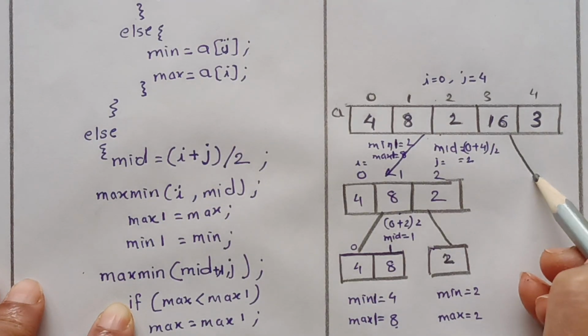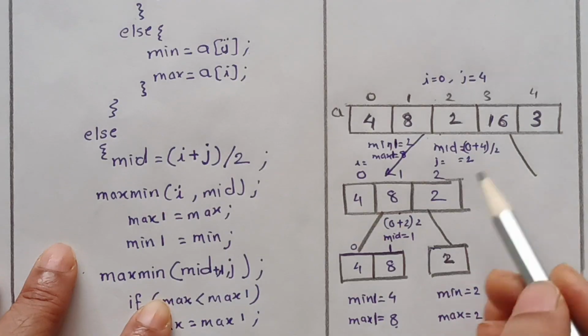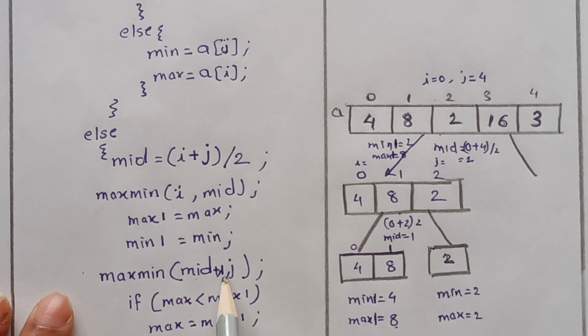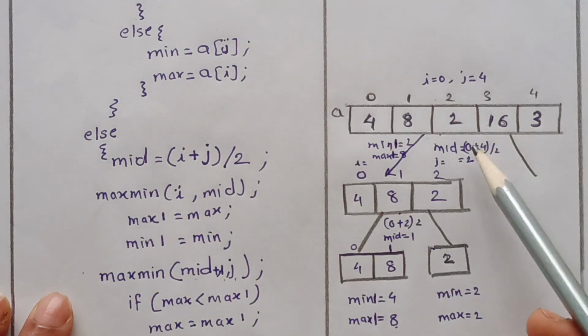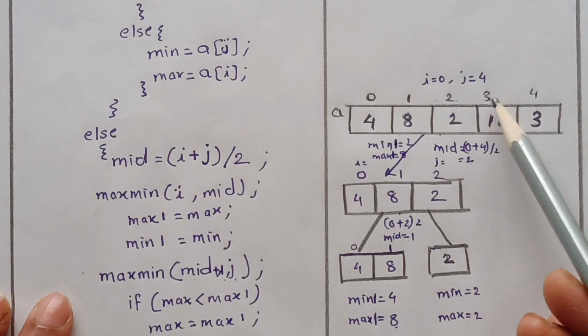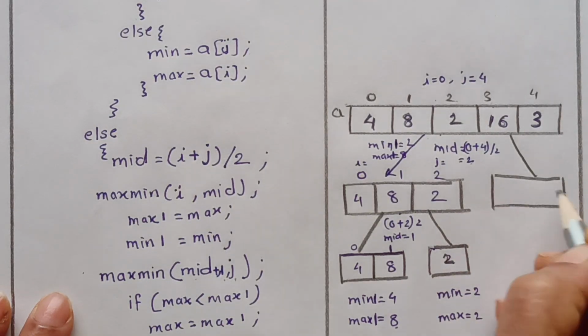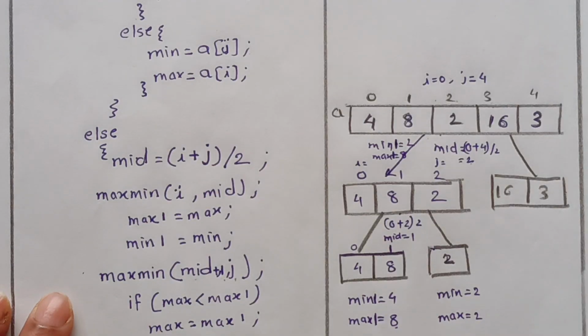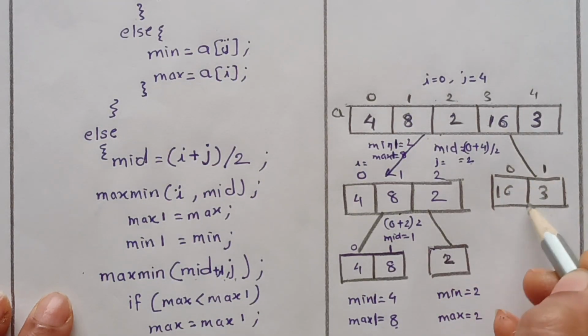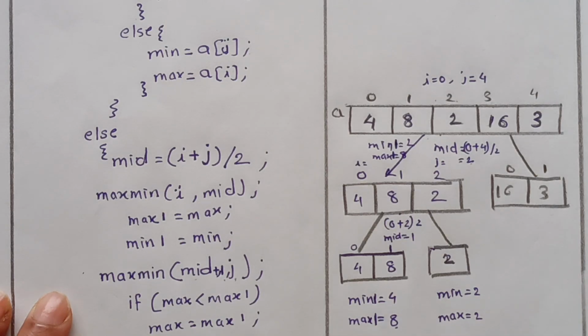again we are dividing this. Okay, see here, from mid plus 1 to j. So here what is the mid value? 2. 2 plus 1 is 3. 3 to 4, 16 and 3. Here we get only two elements of the array, so there is no need to divide further here. Okay, so here you can find out which one is the max and minimum.